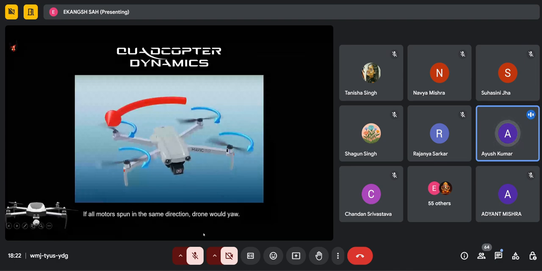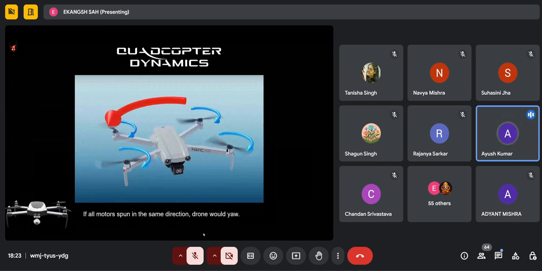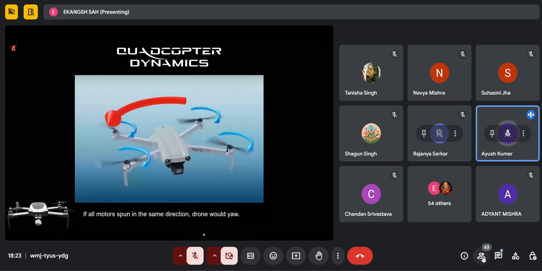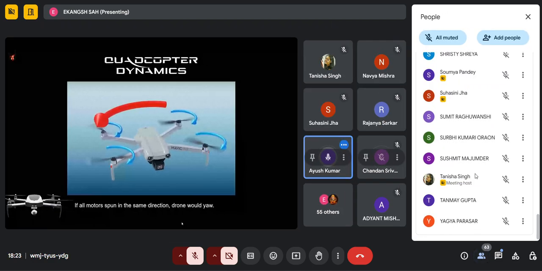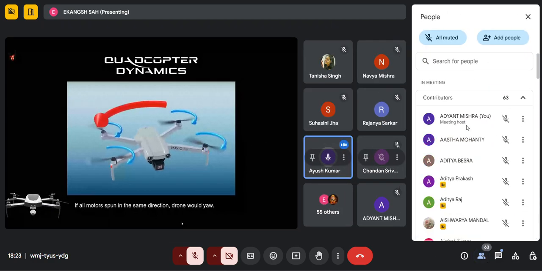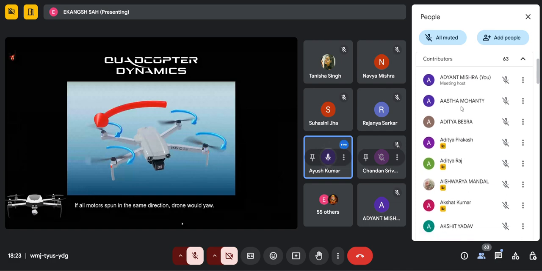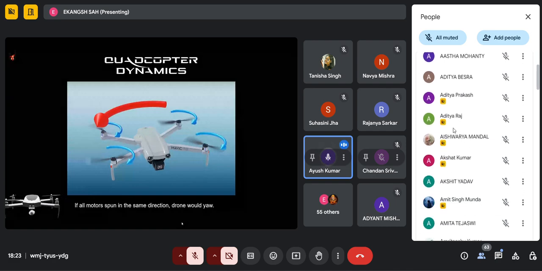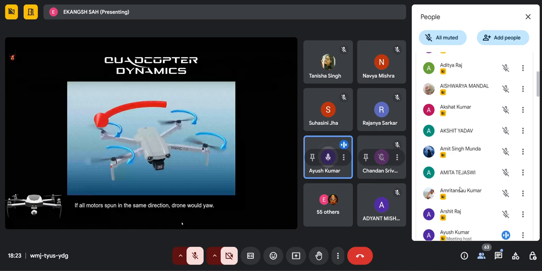So this slide shows the yaw motion of the quadcopter. This is an unstable motion, yaw motion. Why do I say that? Because in this, all the motors are rotating in the same direction. That is, if we see from the top view, it's the clockwise direction, and this rotation is done by the rotor part of the motor.